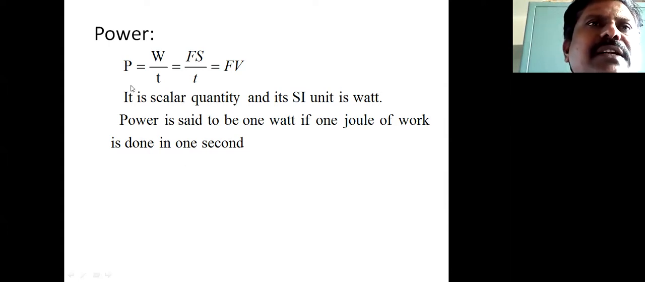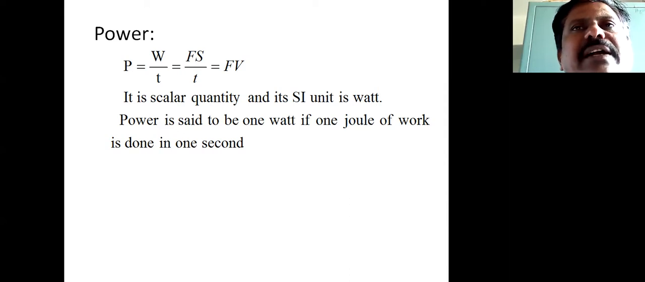So when do you say that the power is 1 watt? We have W divided by T. If 1 joule of work is done in 1 second, that is, when W equals 1 joule and T equals 1 second, then we get P equals 1 watt. The power is said to be 1 watt if 1 joule of work is done in 1 second.